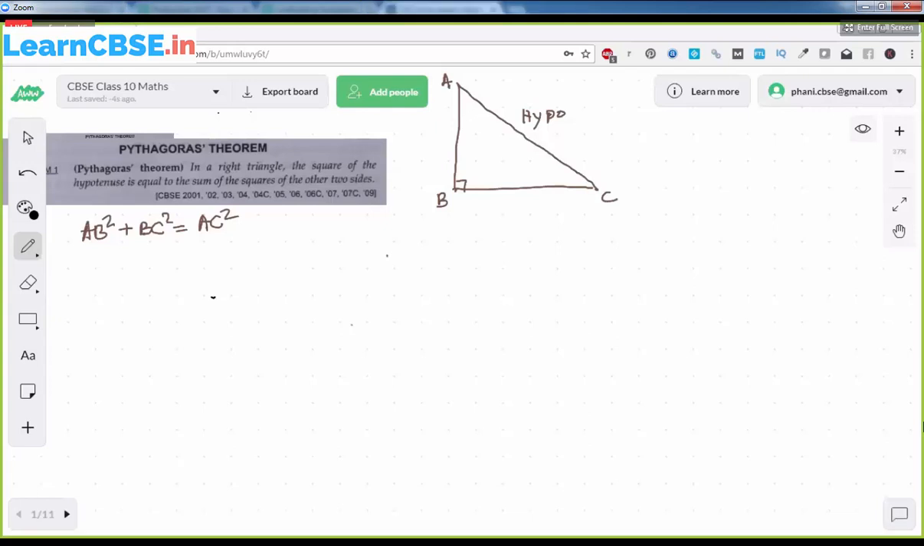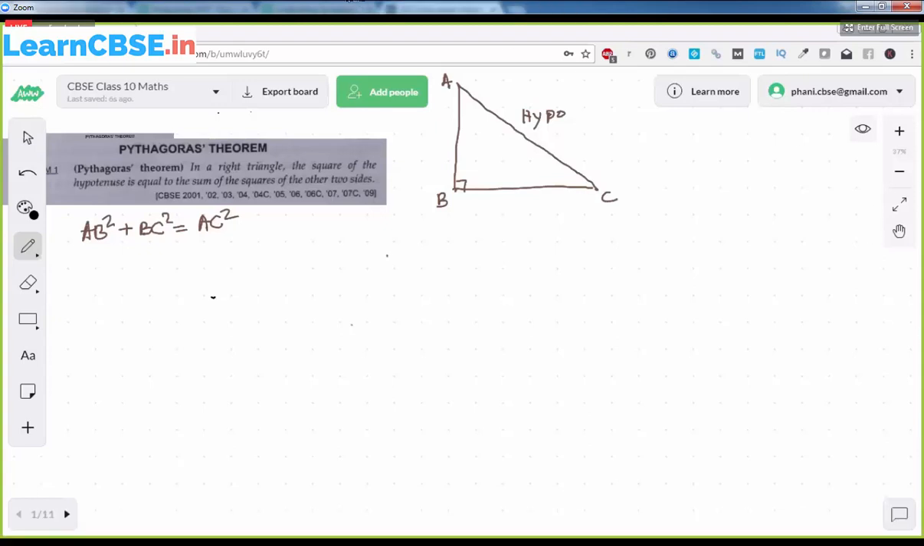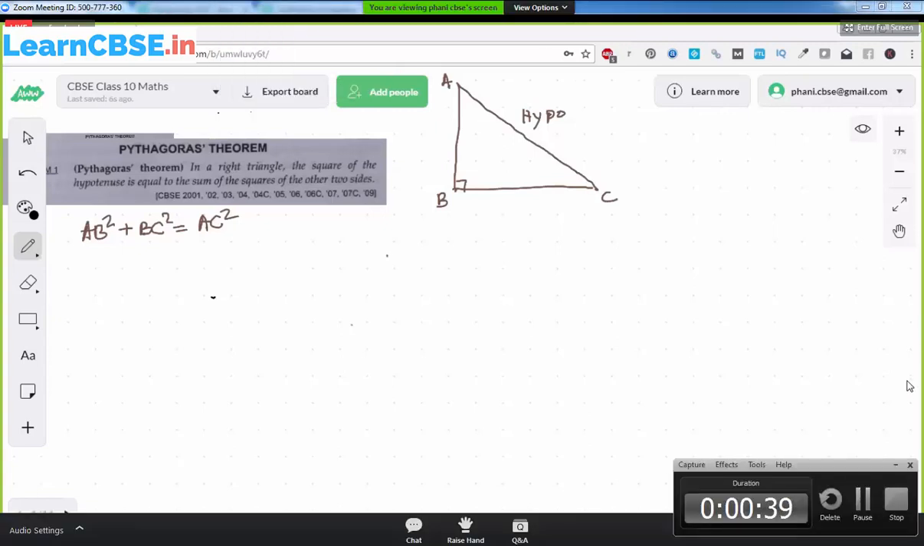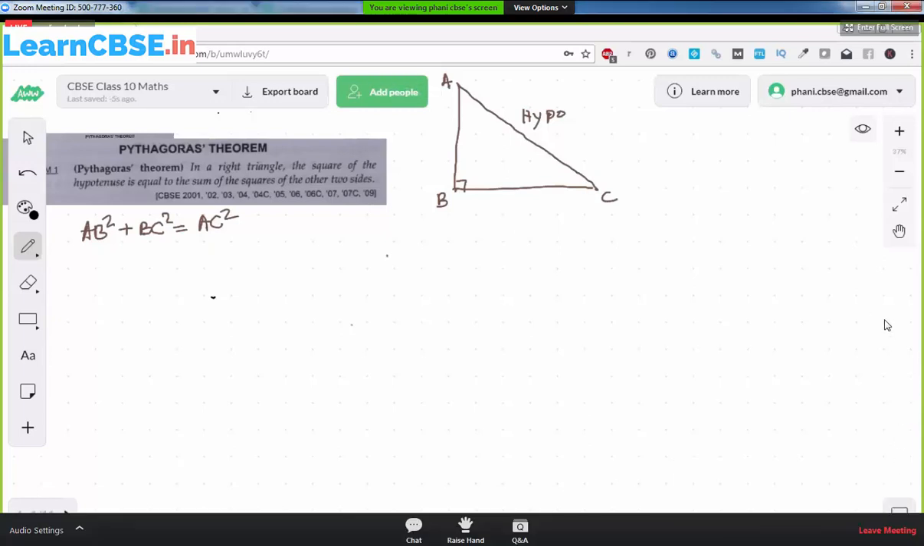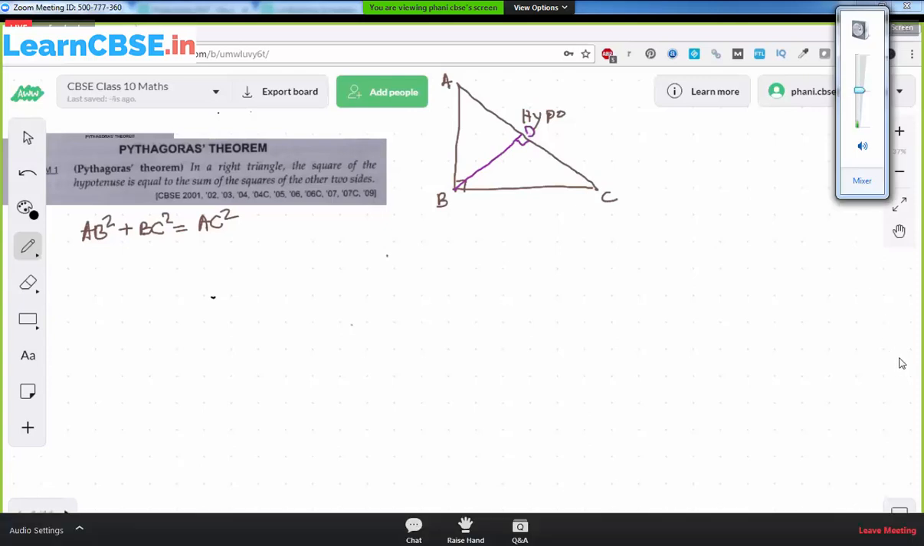Now, how can we prove it actually? I need a construction. I'm going to draw a perpendicular from B upon AC. So this is the right angle. I have drawn the perpendicular from B to AC. Say it is BD. So that will go to the construction part.